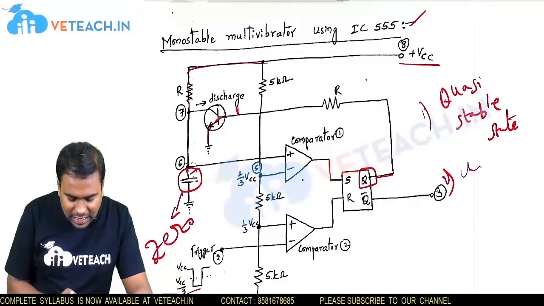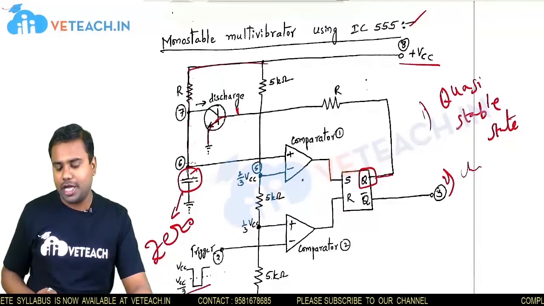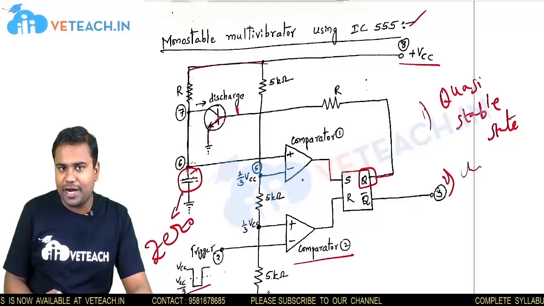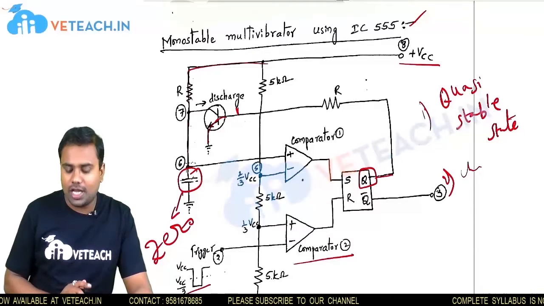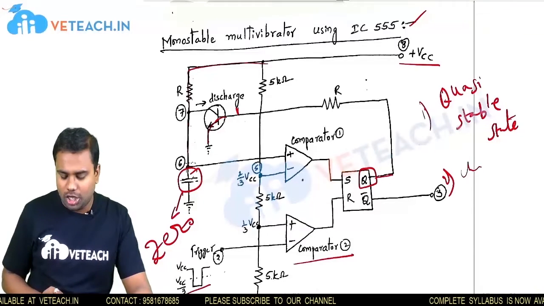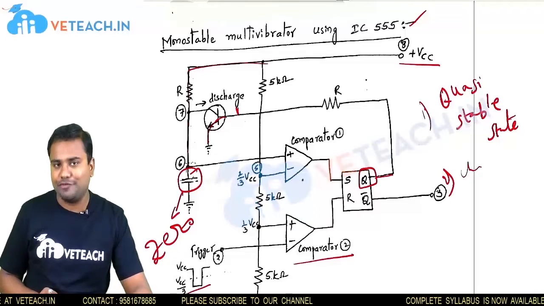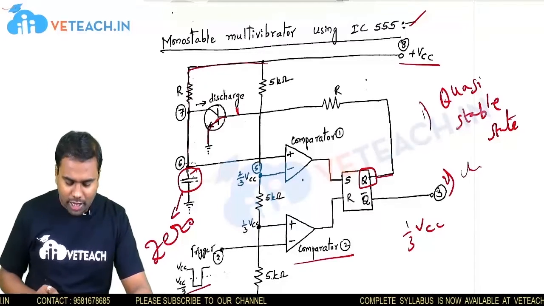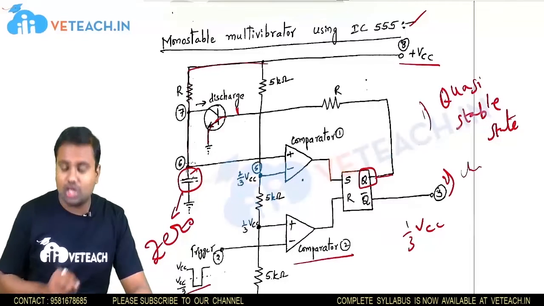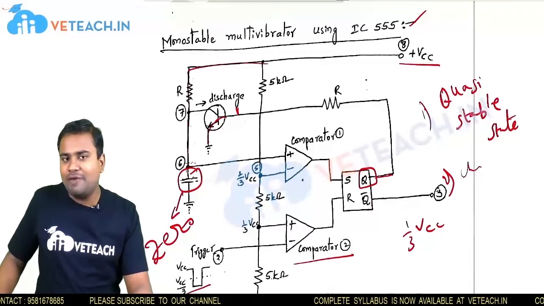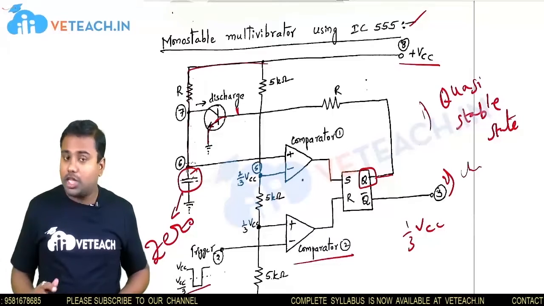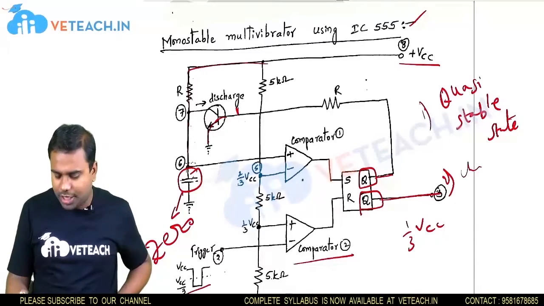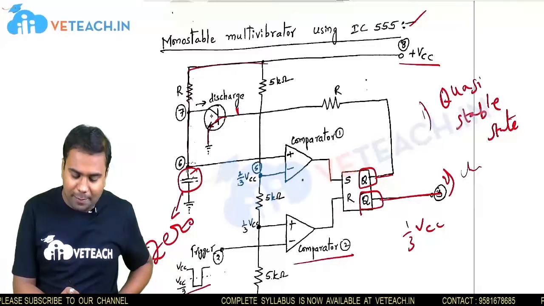When the trigger pulse is given to comparator 2, this comparator 2 will compare the triggering pulse with the already built-in reference voltage, that is 1/3 VCC. The trigger will be compared with this 1/3 VCC. If the comparison is satisfied, then automatically the Q bar will be activated and the output is obtained.